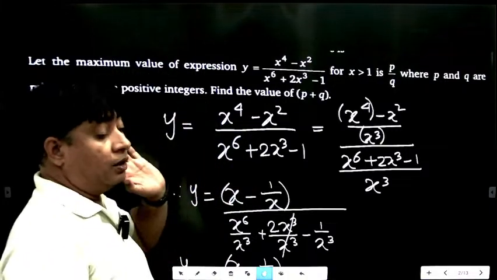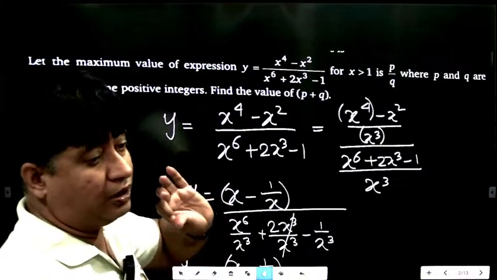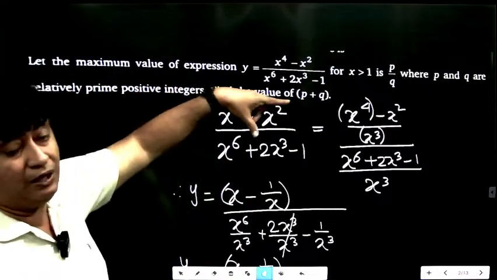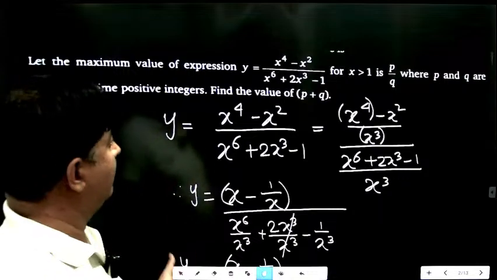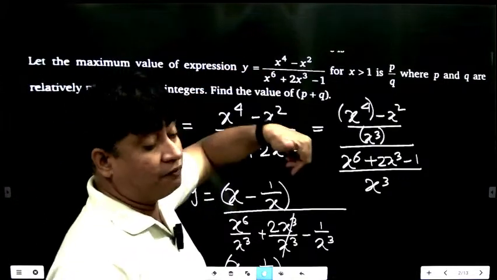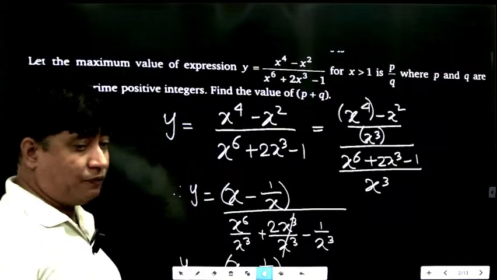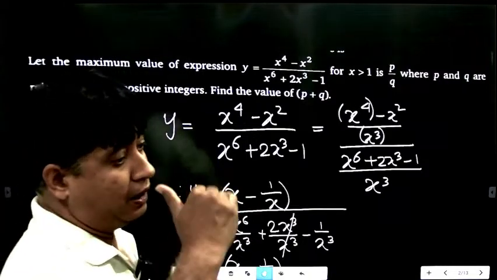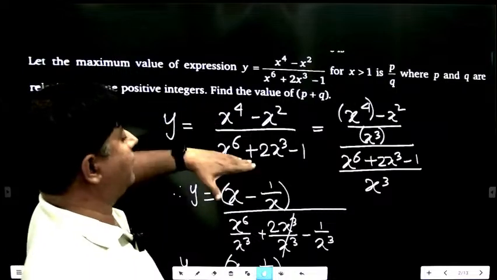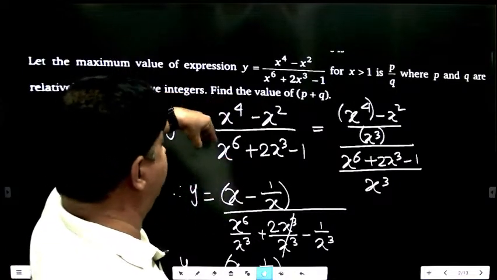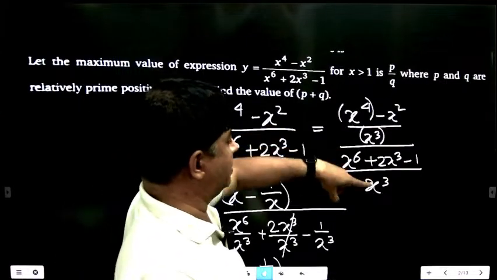So normal students who don't have the knowledge of JEE level will start with application of derivative, means by calculus, but it will take a gigantic figure if you use u by v. So shy away from that calculus approach. Let us start with the algebraic approach. You divide the numerator by x cube as well as the denominator by x cube.